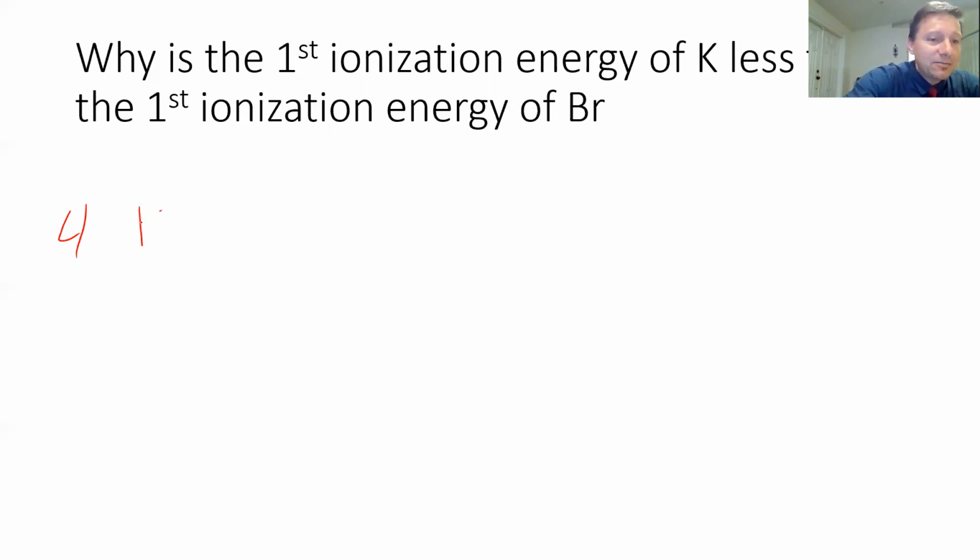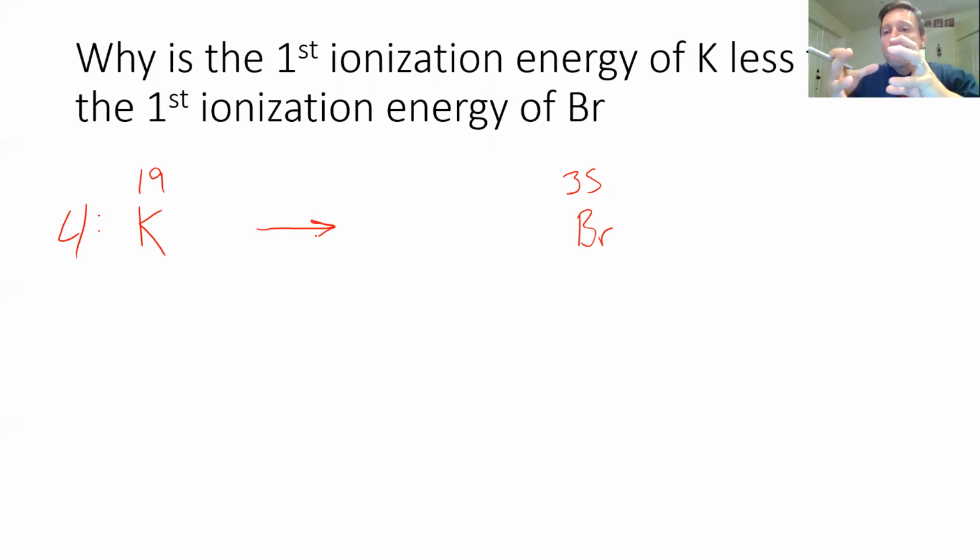You have potassium, you have 19 protons, and if you come across to bromine, you have 35 protons. So why is the ionization energy less? Think about this. The trend is, this is the fourth energy level, both of them. As you move across, there's less shielding. So now it's going to become more compact.